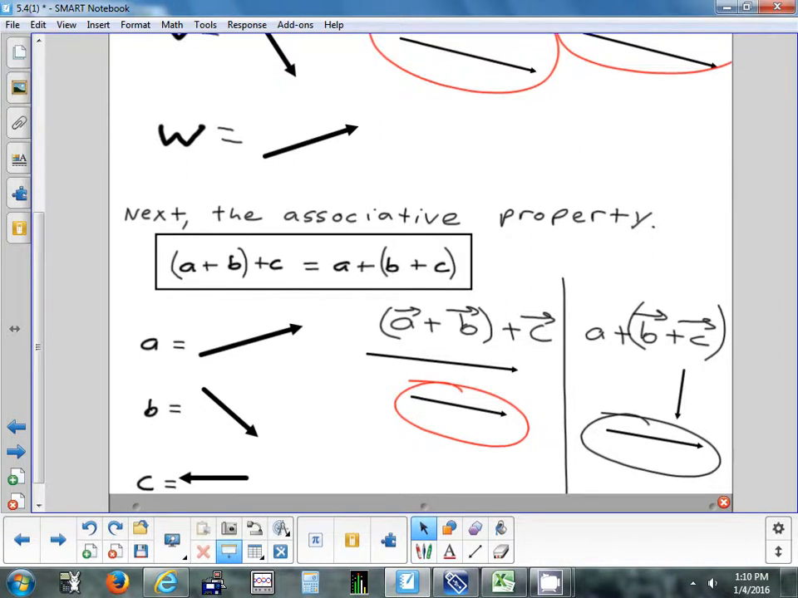Okay, any questions on that idea? So vector addition is both commutative and associative. When you're adding things visually, it may be useful, but if you're doing things numerically, that's where it becomes even more useful. Okay.